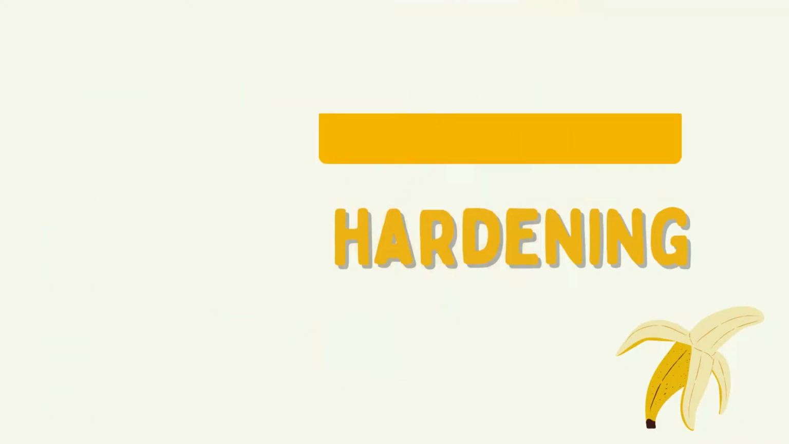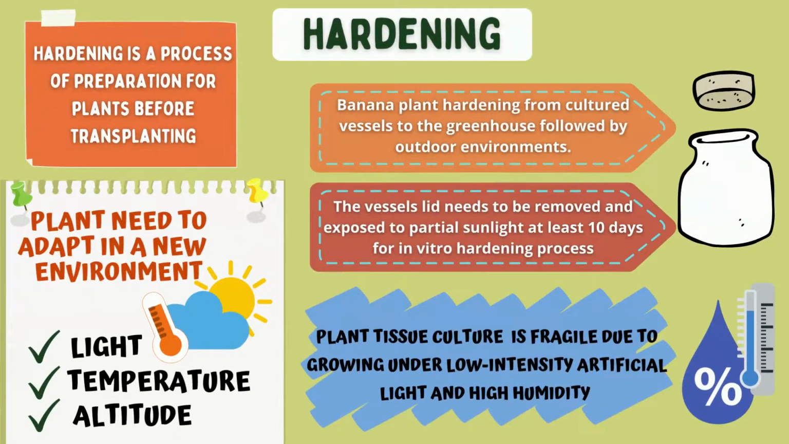Step 7. Hardening. Hardening is a process of preparation for plants before transplanting. Plants need to adapt to a new environment, such as changes in the amount of light, temperature, and altitude. The plantlets have shoots and roots, but they are not able to support themselves when we transplant them in the soil. Therefore, the vessel's lid needs to be removed and exposed to partial sunlight for at least 10 days for the in vitro hardening process. Plant tissue culture is fragile due to growing under low intensity, artificial light, and high humidity.